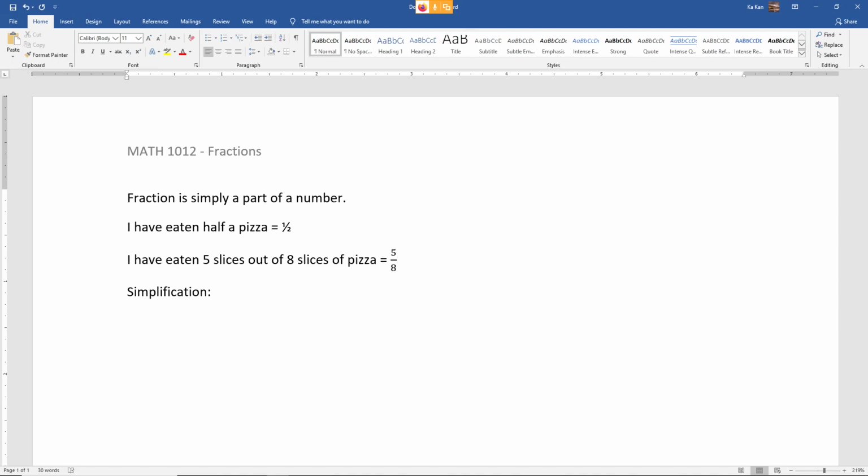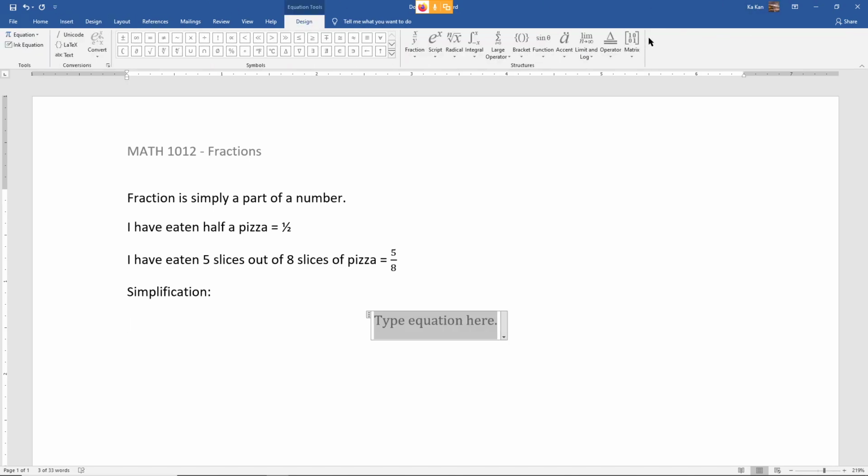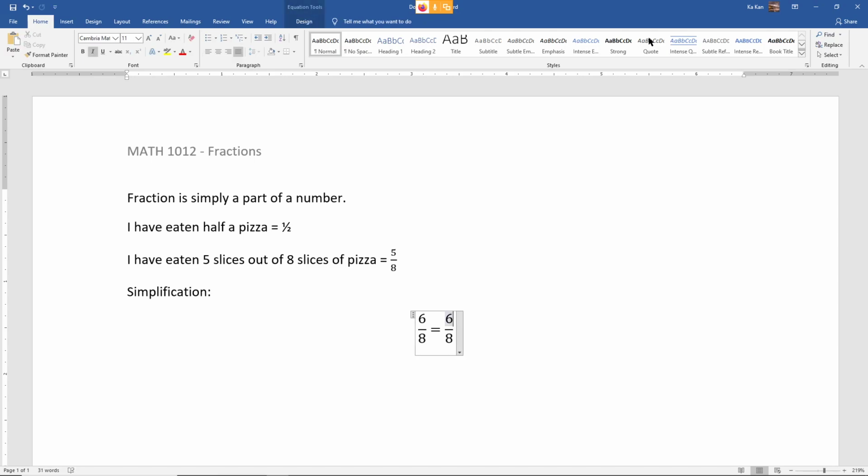Just for an example, let's say I have 6/8. Well, it turns out that 6/8 can be made smaller than before. And how do I know that? I know because coming from the other lecture from 1.9, I know 6 and 8 can be divided by the same number. So let me show you here.